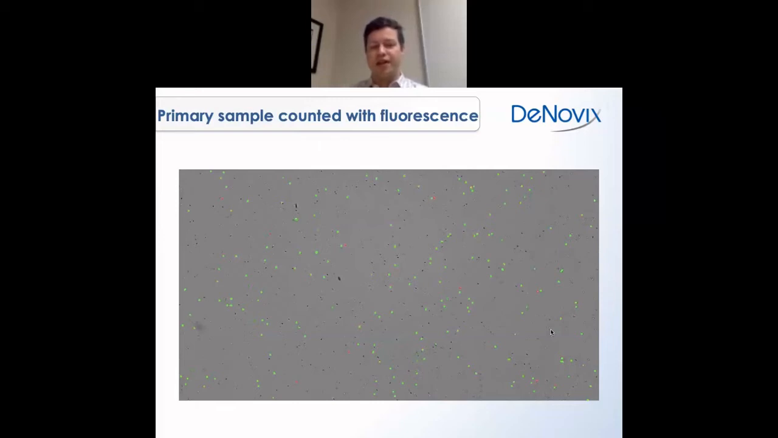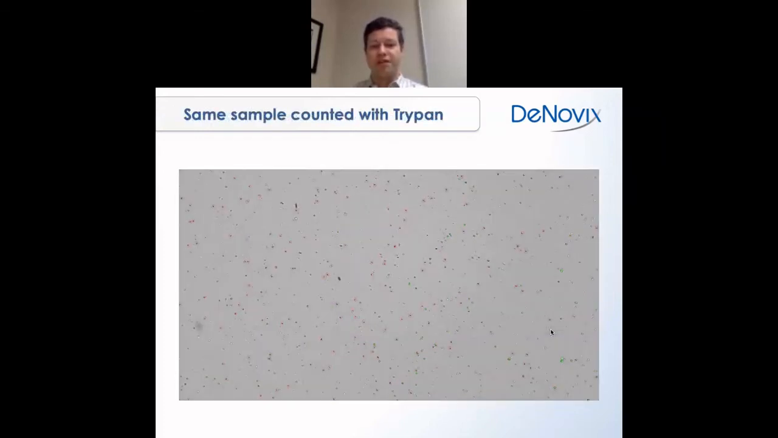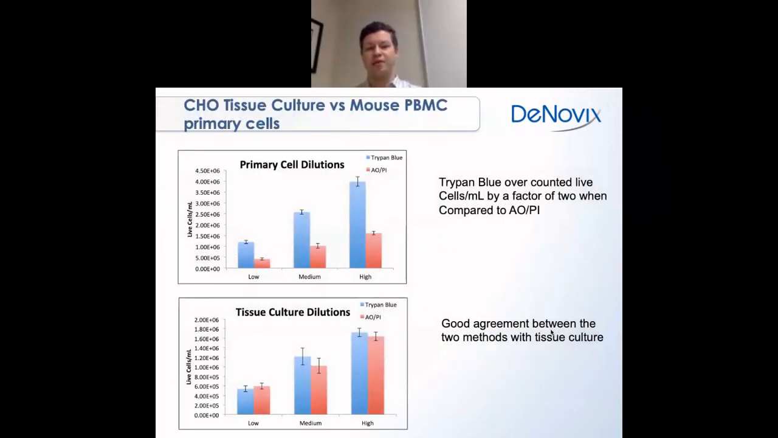If I count that exact same sample with trypan blue, now you see a very different result. The total count is much higher. You have more both live and dead cells present. So your viability is going to be off. You might think that your culture is not very good, or your primary cell sample has a lot of death, when really it doesn't. And your total cell count, your live cell count, your basic inputs into your experiment are going to be off as well. So you're going to actually have much fewer cells than what you had thought you had.